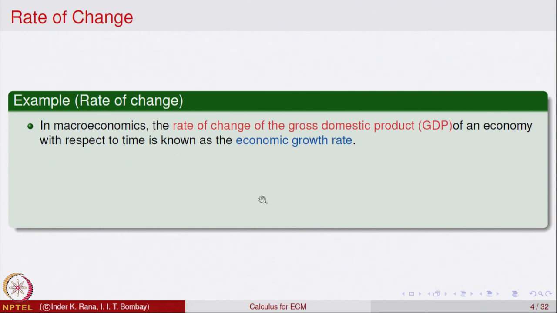In macroeconomics, the rate of change of gross domestic product, GDP, what is popularly known, is a function of time, and the rate of change of GDP is a very important concept in economics, and it is hotly debated by the political parties whether the GDP is going up or down, why it is doing that and so on. The rate of change of GDP is called the economic growth rate.